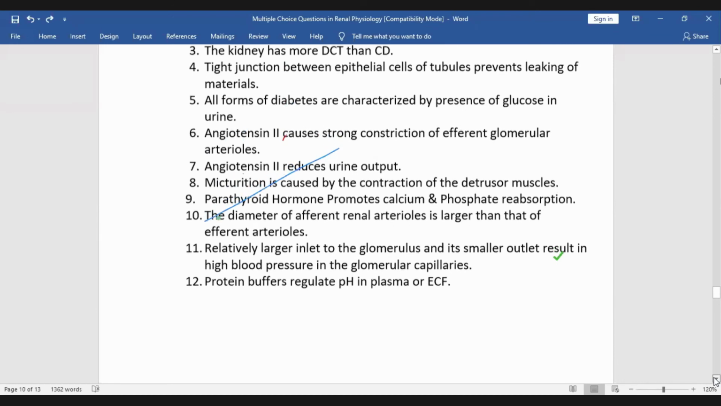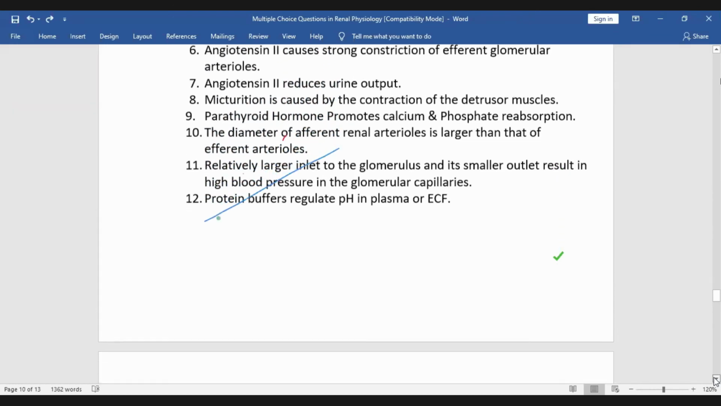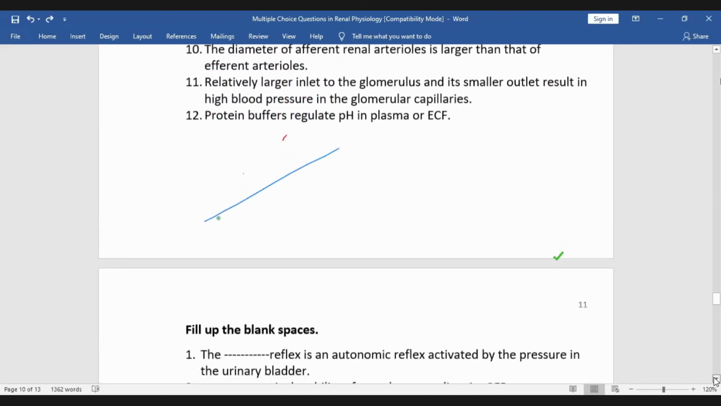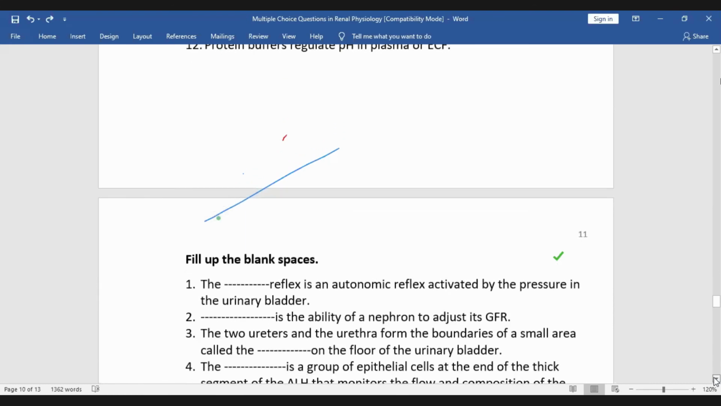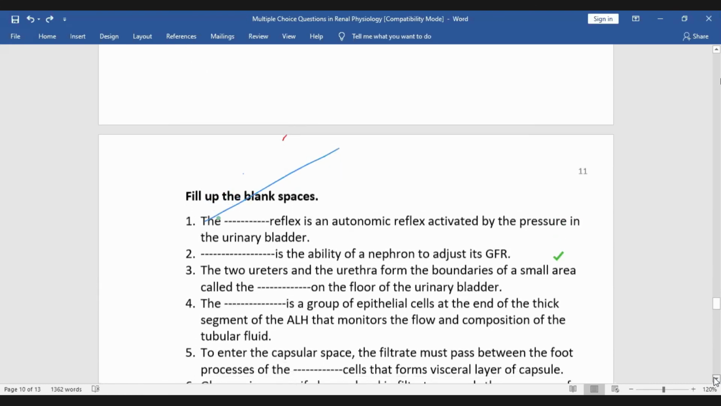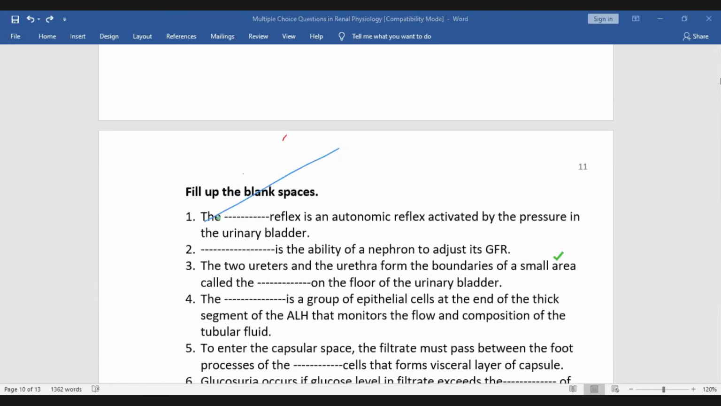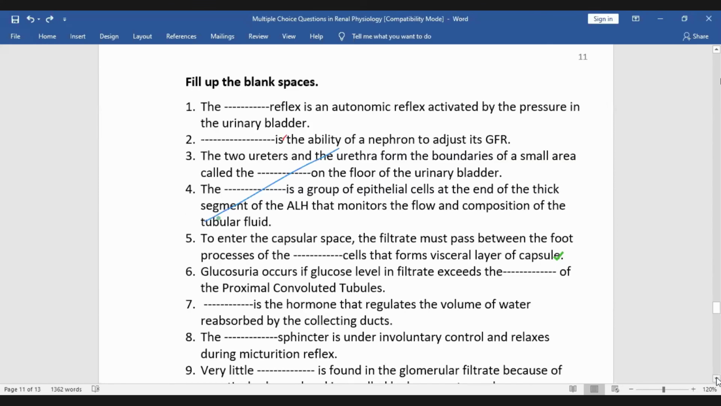Now, ladies and gentlemen, we are coming to another, a little bit different type. Fill up the blank spaces. These fill-up-the-blanks questions are set just to exercise your mind. What are you thinking about? Right? So think about that.